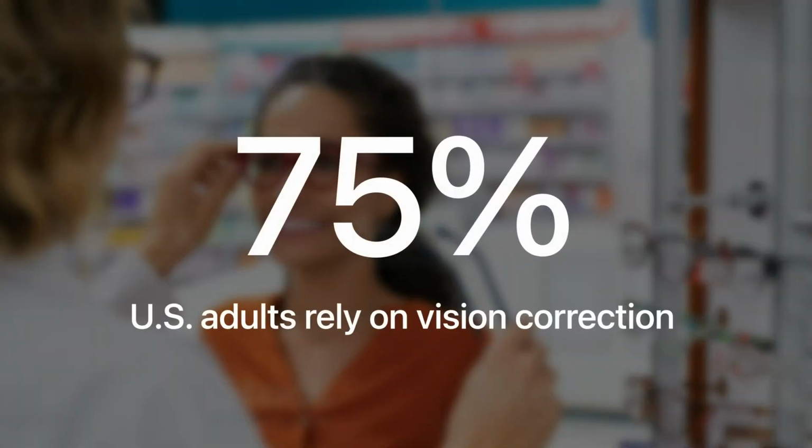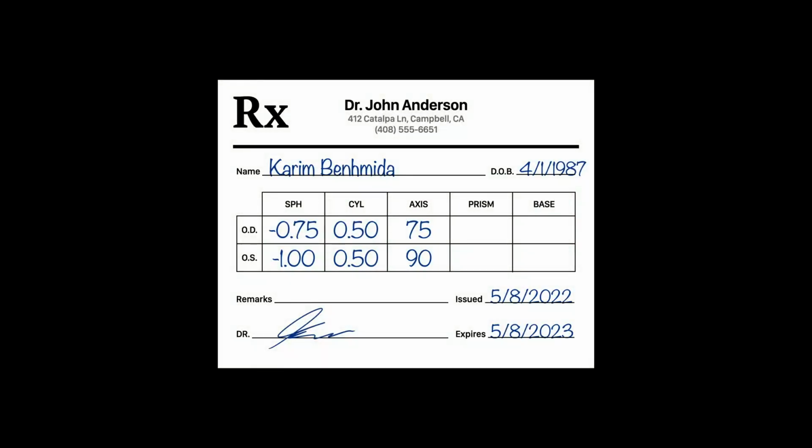In fact, according to the Vision Council of America, approximately 75% of adults in the United States rely on vision correction with prescription glasses or contact lenses. These prescriptions, however, are easy to lose, and it's one more thing you need to have with you when ordering prescription glasses or contact lenses. So let's put them in our phones.